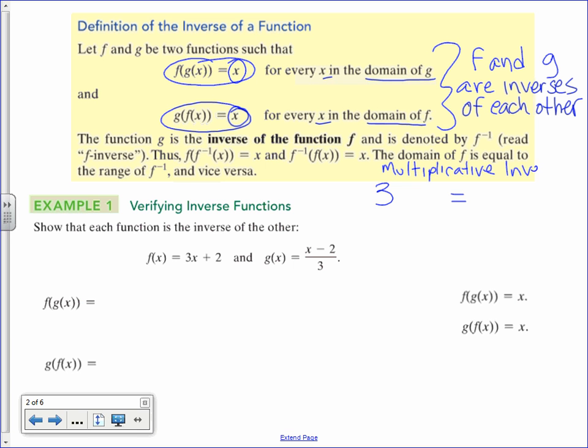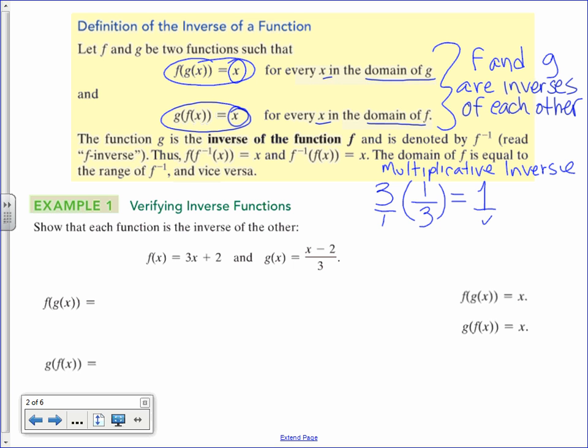Multiplicative inverse. That will be something that you multiply 3 by to get a 1. What would that number be? 1/3. Because if we multiply 3 times 1/3, we will get 3/3, which is equal to 1.